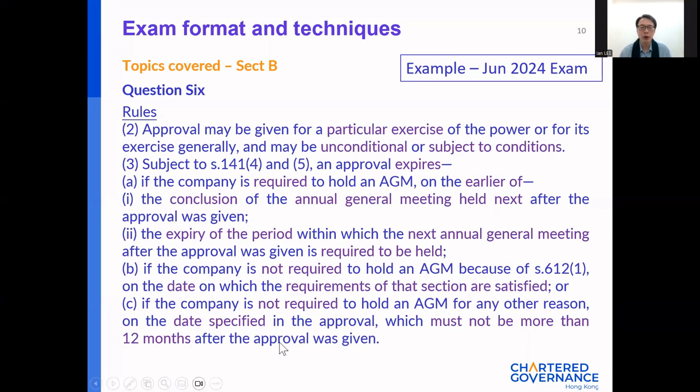Okay, if the company is not required to hold an AGM, basically not more than 12 months after approval was given. So you can see there's a time limit on the approval. Why? Well, you can think about it as a good way to protect the shareholders. If, after every once in a while, for example after every 1 year, the directors need to come back to the shareholders to ask for approval to allot shares, it gives the shareholders a chance to review what was done and to decide whether to continue to give that power to the directors. So it makes sense having this limited approval period.